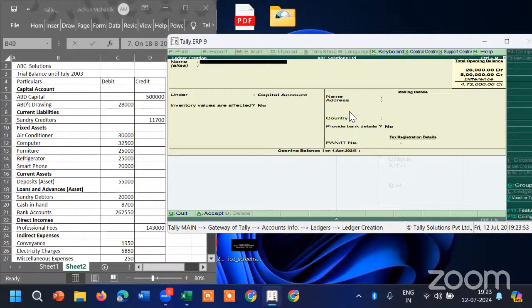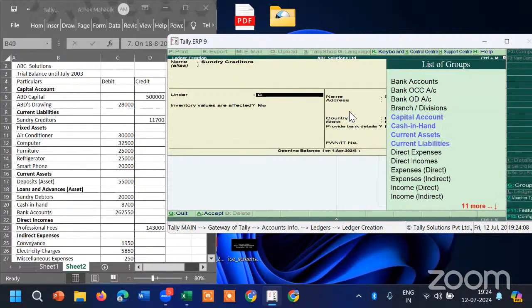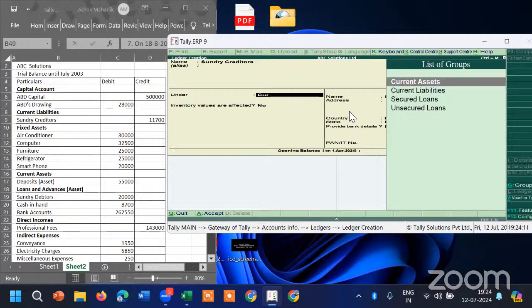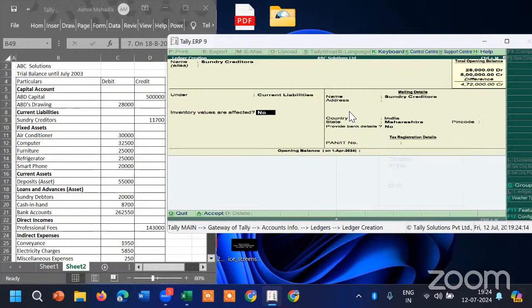Next item is sundry creditors under current liabilities. At a go we can create all the ledger accounts and put the balances. Now I'll create sundry creditors under current liabilities. Balance is 11,700. Make sure the credit symbol appears. Yes. Accept, yes. Next, under fixed assets.